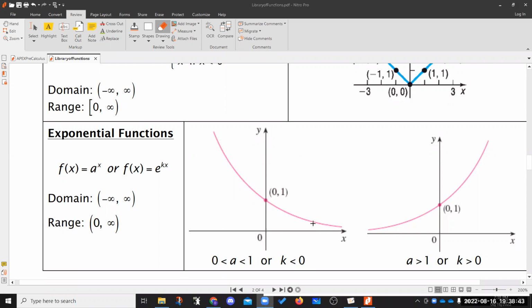In both cases, our domain is going to go from negative infinity to infinity. We're going to go all the way to the left and all the way to the right, and our range is going to stay above 0. Our outputs are not going to include 0. There's a horizontal asymptote here at 0 that it approaches but doesn't touch. We get these where something is changing every instant in time, like continuously compounding interest.